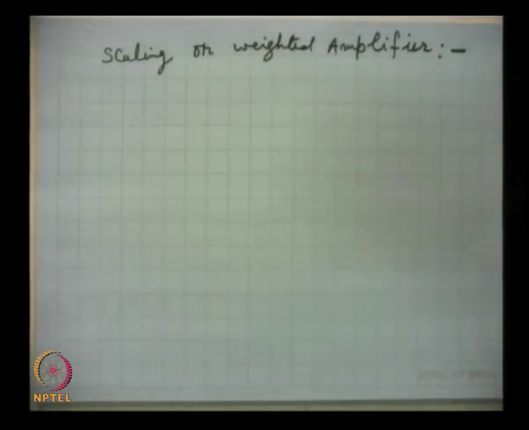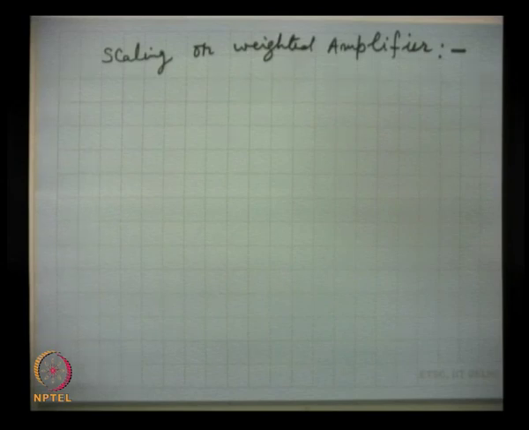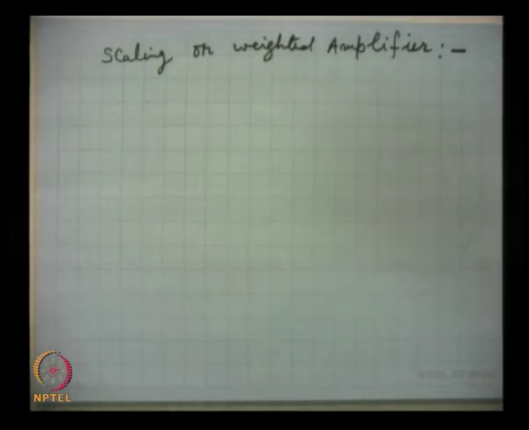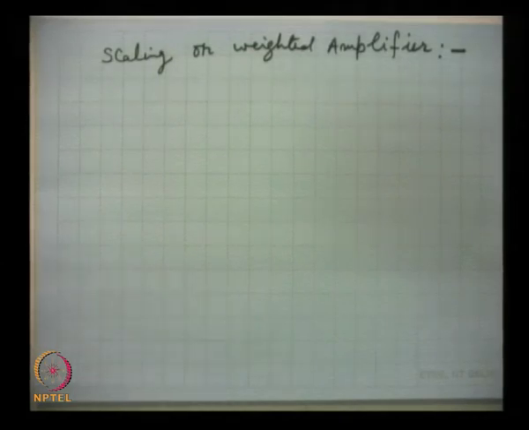A scaling or weighted amplifier is the one in which each input's voltage is amplified differently. I repeat that a scaling amplifier is also called a weighted amplifier, in which the amplification factor for individual input voltages is weighted, is not the same, but they are different. And so the amplifier is called a scaling or weighted amplifier.